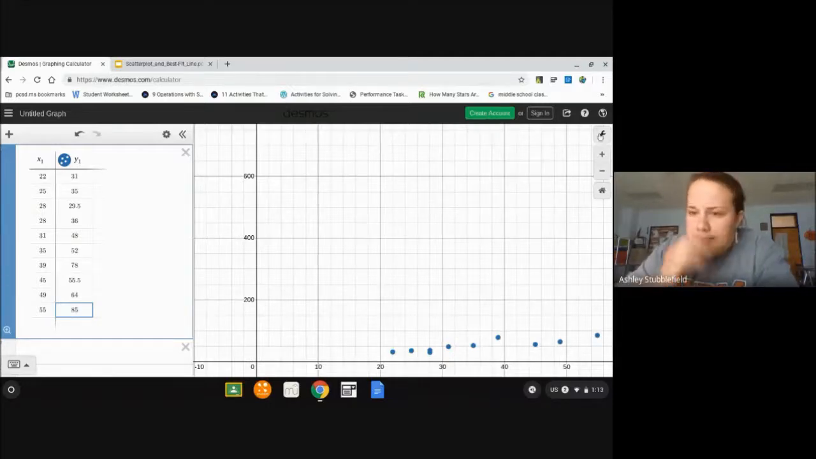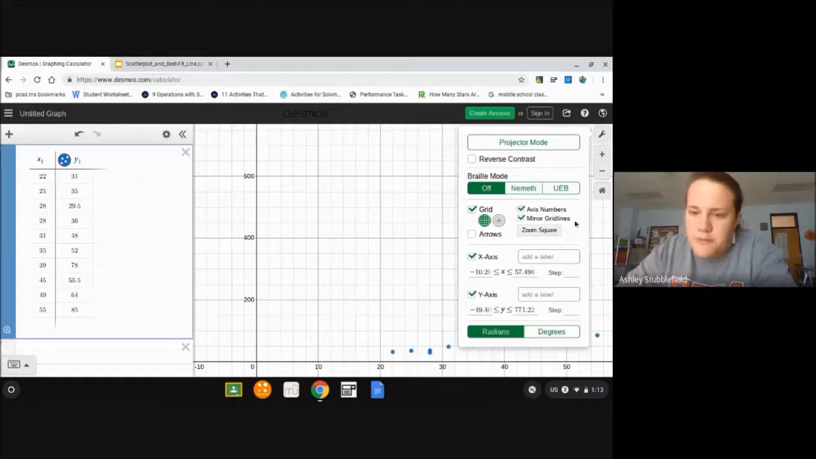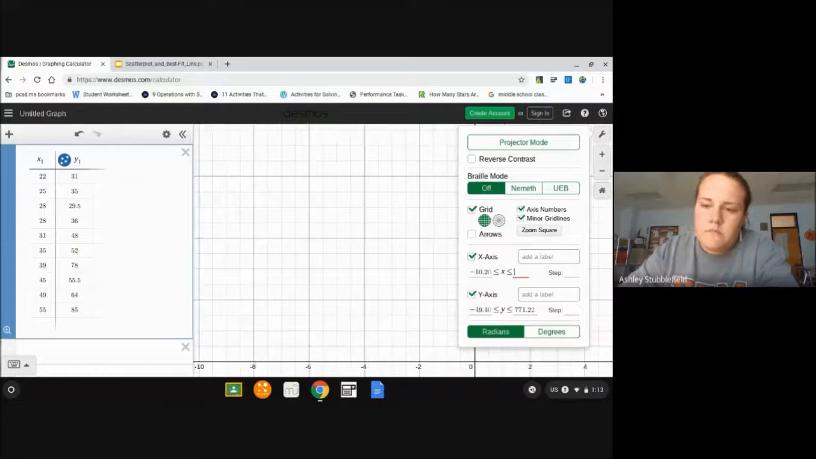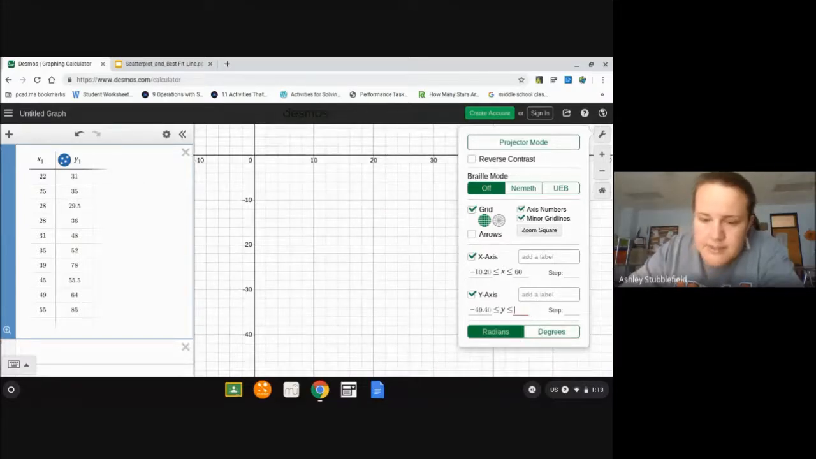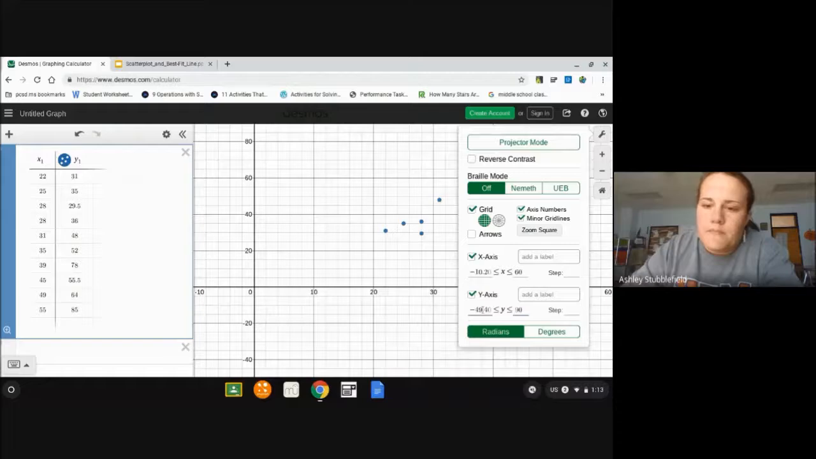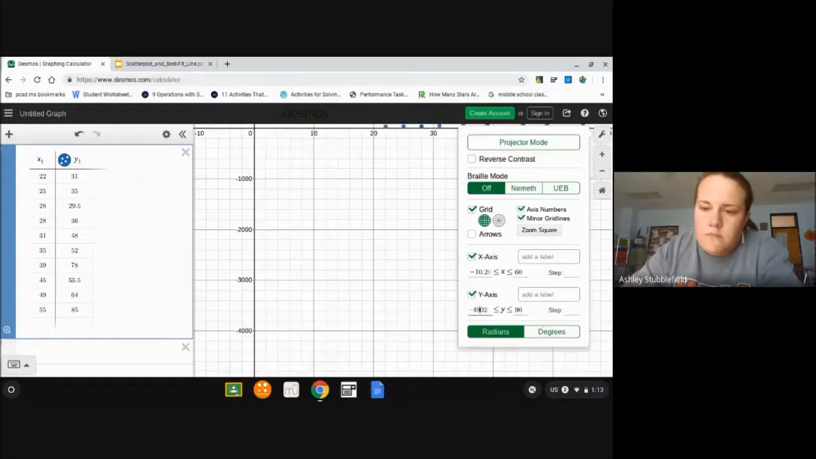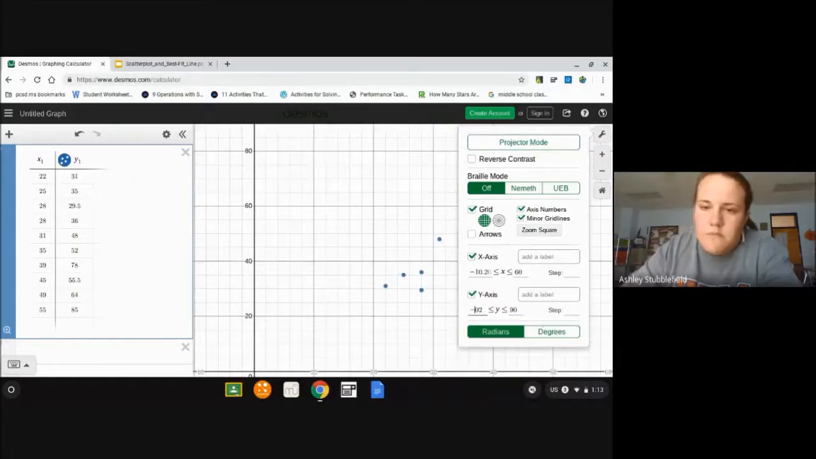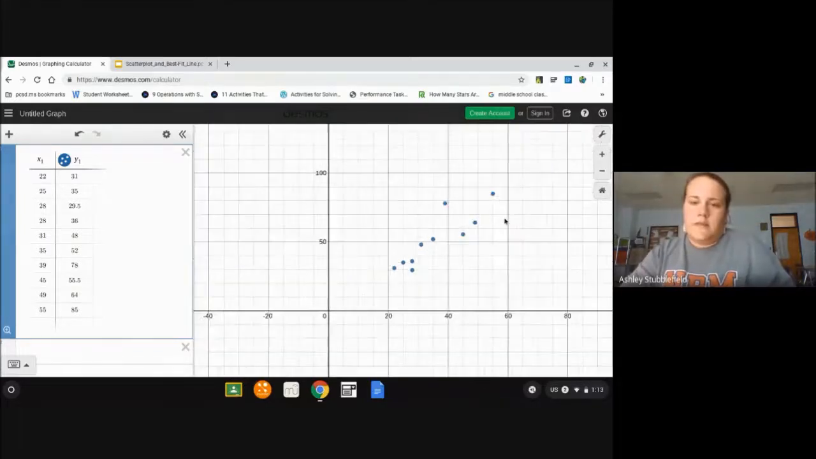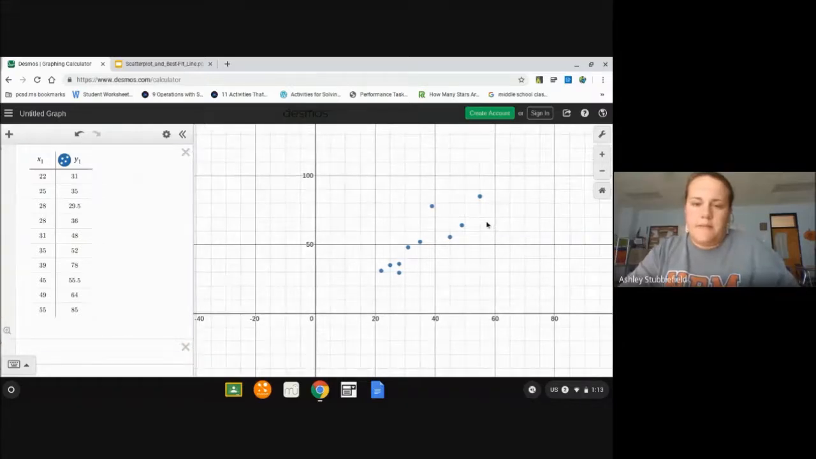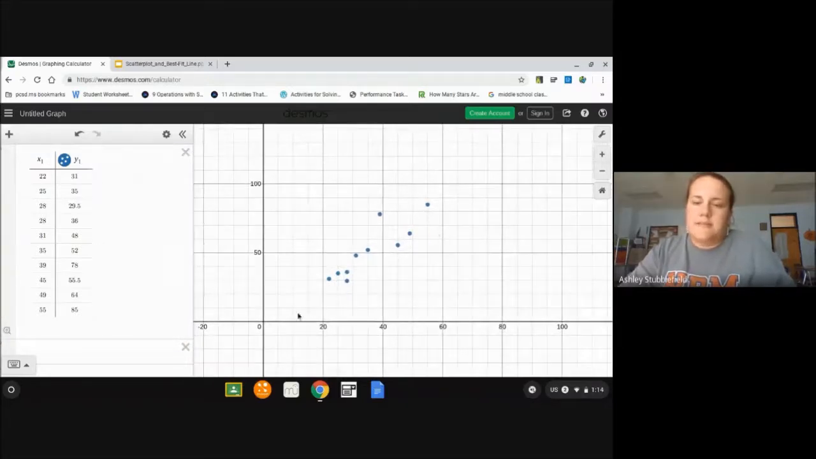Okay, I'm going to go change my settings to match my numbers a little bit better. Our highest salary looks like it's 85, so I'm going to bring this down a good bit. Let's go to 90. Okay, so there's our scatter plot. Once again, it's also a positive correlation. Our points are going in the upward direction from left to right.